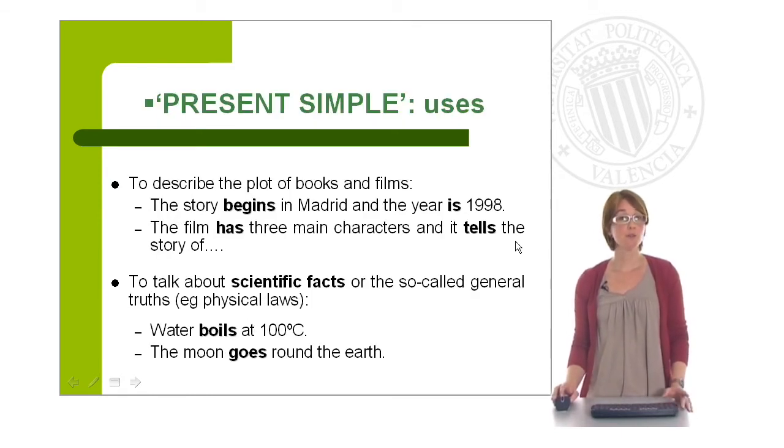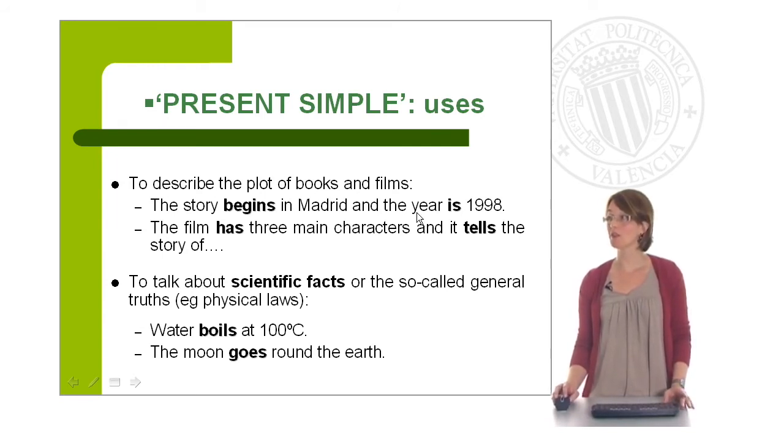Right. A different use is to describe the plot of books and films. For example, the story begins in Madrid and the year is 1998, or the film has 3 main characters and it tells the story of etc. Another use is when we talk about scientific facts or the so-called general truths. For example, water boils at 100 degrees Celsius, or the moon goes round the earth.